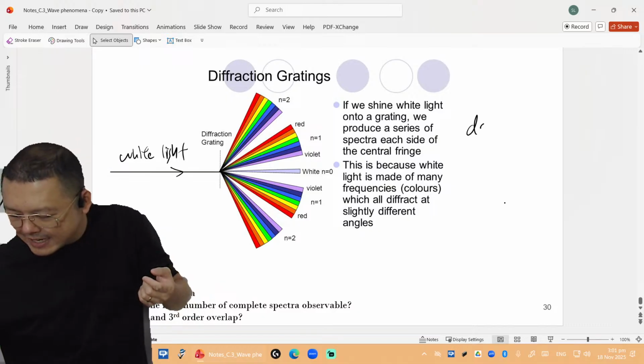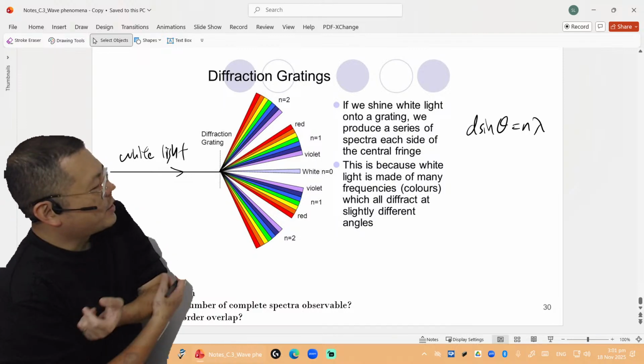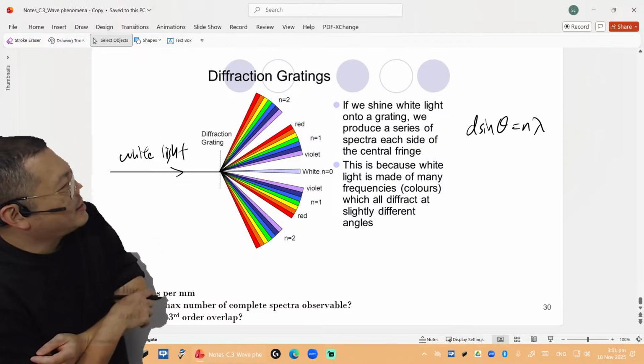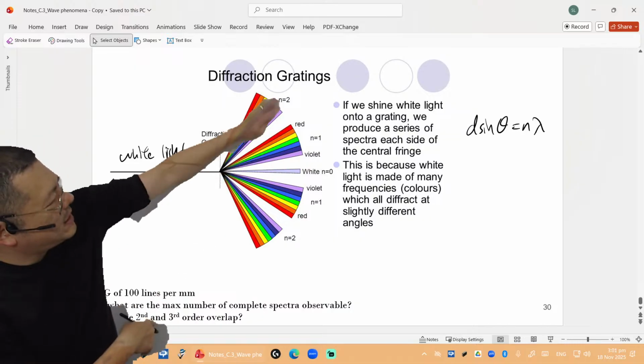So you've got your d sine theta equals n lambda. Okay? d sine theta equals n lambda. Right, so there you go. This will be the reason why you can see only this spectra here.